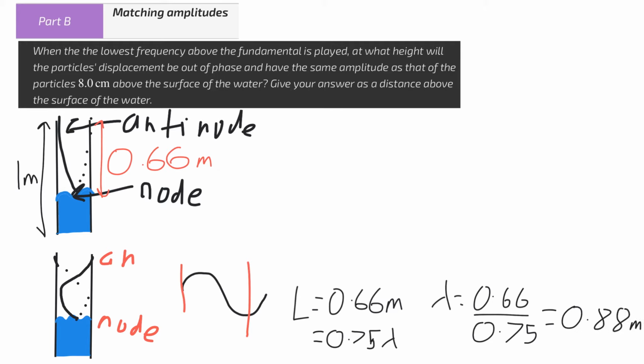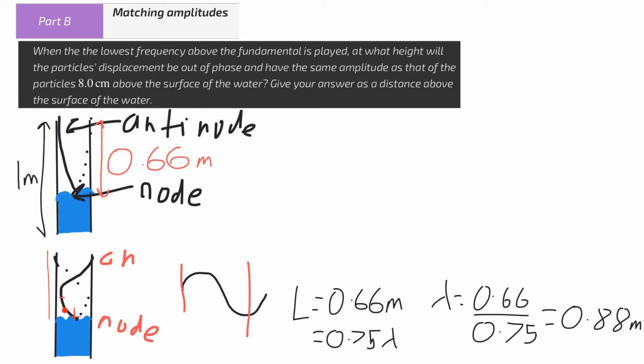The tricky final bit of this question is recognizing that 8 centimeters above the surface of the water is going to be between the first node and the first antinode. It's only 8 centimeters up there, whereas this whole thing is 0.66. So 8 centimeters is going to be a tiny little bit up. The question asks for what height will the particle's displacement be out of phase with that? So where will there be a particle that is out of phase with this point here and has the same amplitude as it? Well, to be out of phase with it, it won't be on this part of the wave. All these bits are in phase with each other.